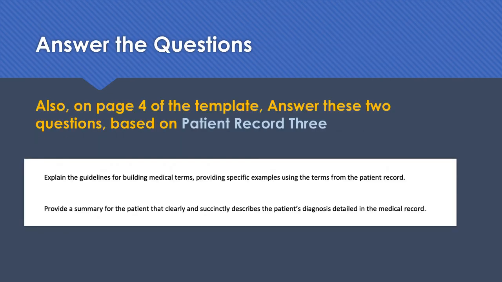In section 3, on the very last page of the template, you will find 2 more questions based on patient record 3. You're going to talk about the guidelines for building medical terms. You know, this is like talks about how the prefix and what the root is and how it fits together. And don't forget the combining form. Oops, I accidentally gave you the answer.